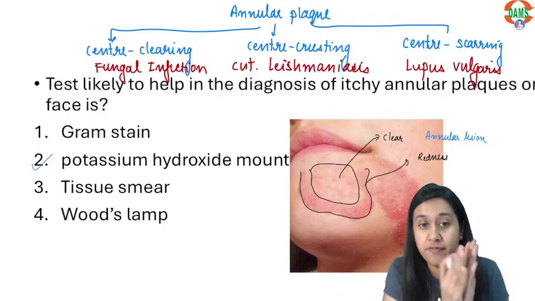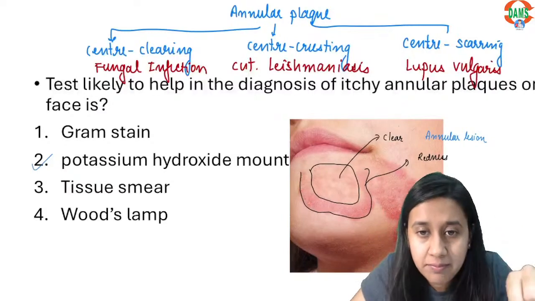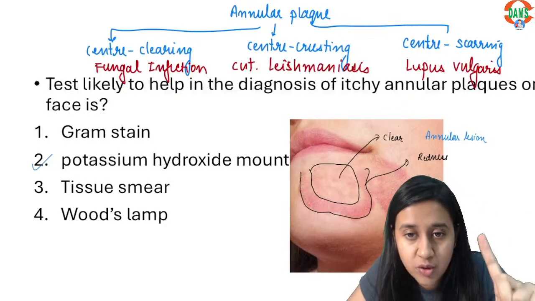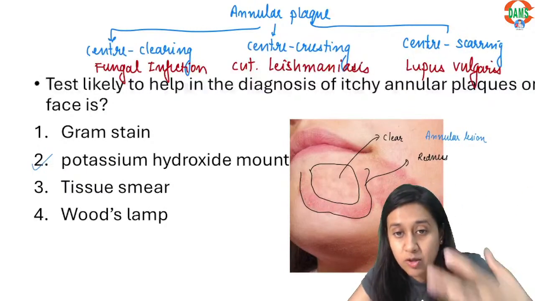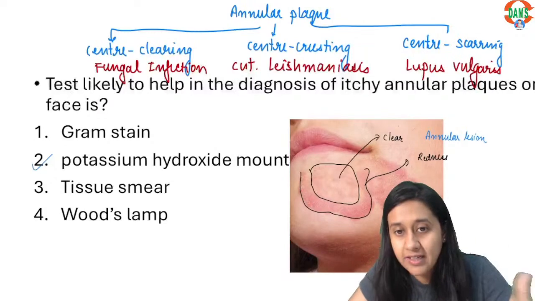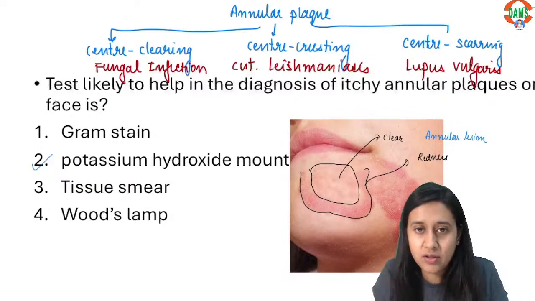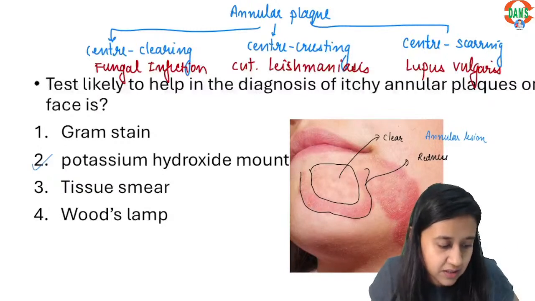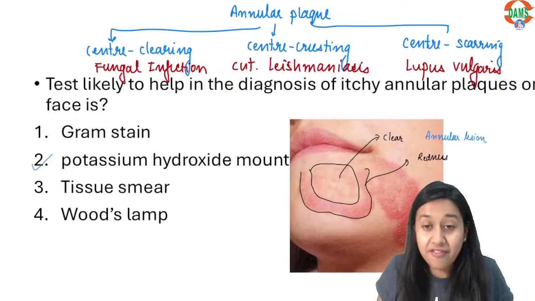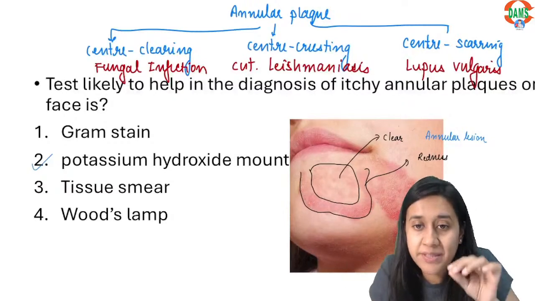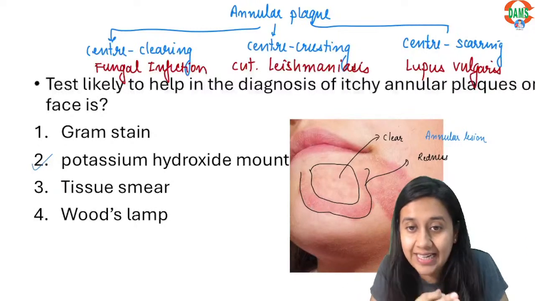So please remember, for fungal infection, what do you do? Potassium hydroxide mount. Can you tell me what is the investigation of choice for cutaneous leishmaniasis? Anyone? How do you demonstrate it? You know that leishmaniasis is a protozoal infection. How will you make a diagnosis of cutaneous leishmaniasis? Anybody can tell me the answer here? Very nice. Please remember, you do Giemsa stain and you demonstrate Leishmania donovani body, LD body.